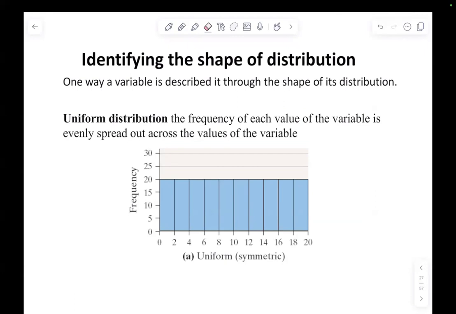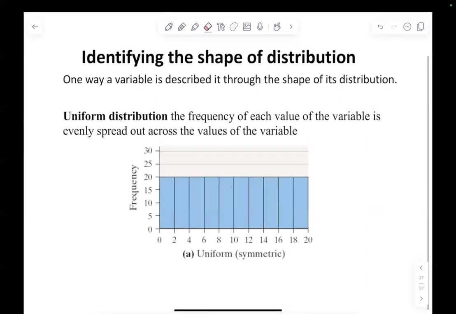Then maybe. Okay. So when we look at a graph, we have to be able to analyze the shape of the distribution. So one of the ways we describe a graph is by its shape. So a uniform distribution is every variable has the same or really close to the same frequency. So this one is perfect. This one's like perfectly uniform.